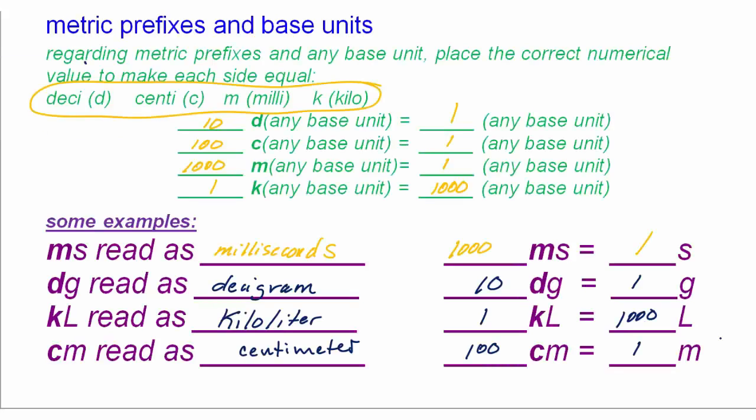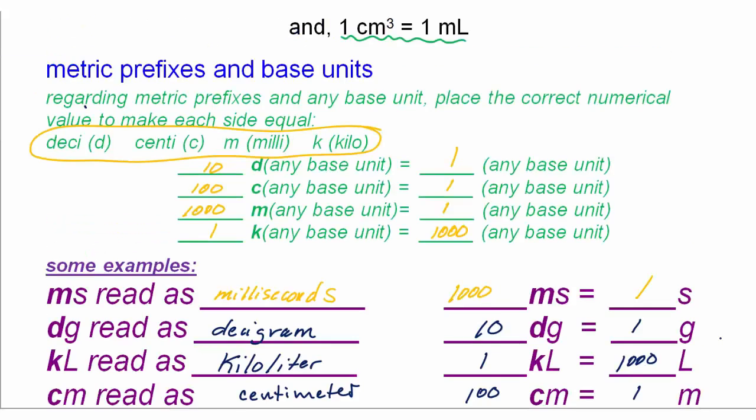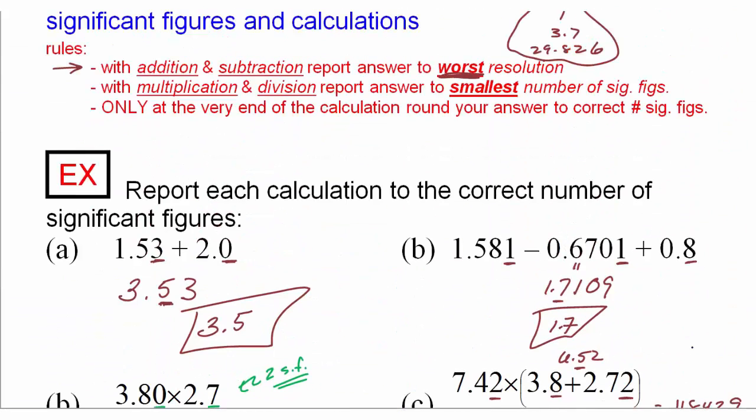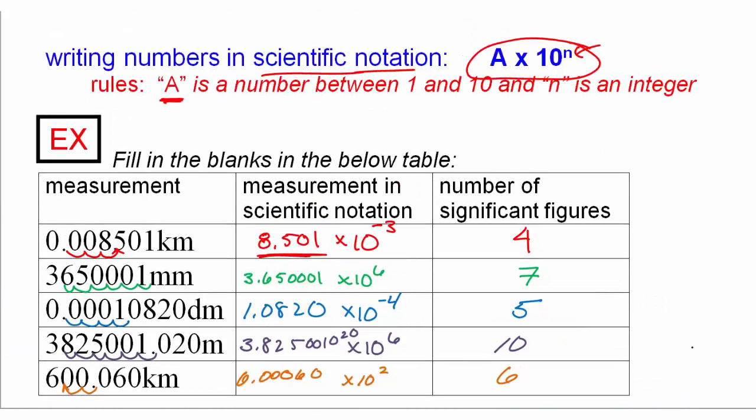So know these metric prefixes and know how to convert from one to the other, and be familiar with these rules, right? When you're adding and subtracting versus multiplying and dividing, and make sure you do the rounding at the end to keep track of these significant figures. And lastly, when you're not sure, write a measurement in scientific notation. That'll then just count up the digits and you'll know how many significant figures are in that measurement.